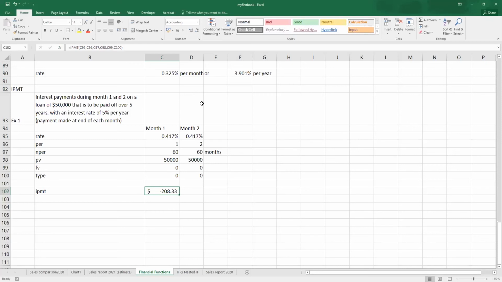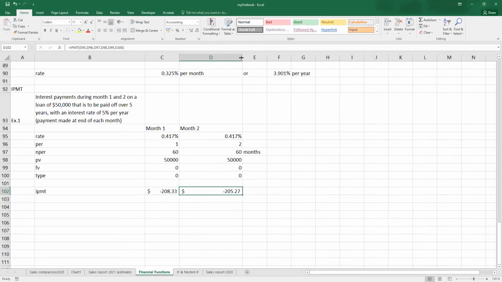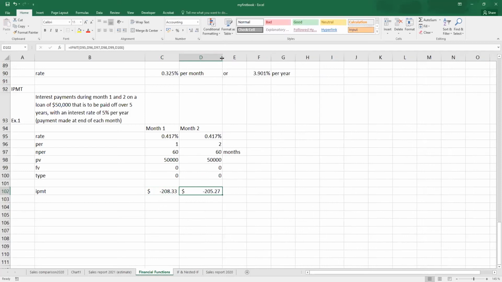That is on month number 1. What about month number 2? On month number 2, you can see that I do the same thing as what I did on month number 1, and the interest that I have to pay on month 2 is $205.27. As I told you, the amount of the interest will be decreasing as time goes by.